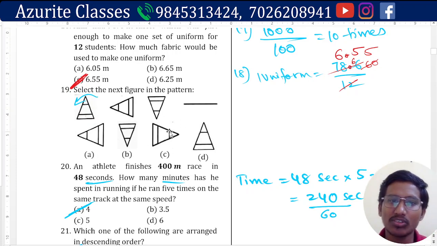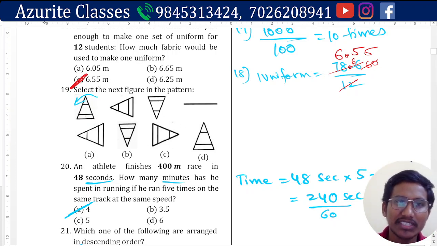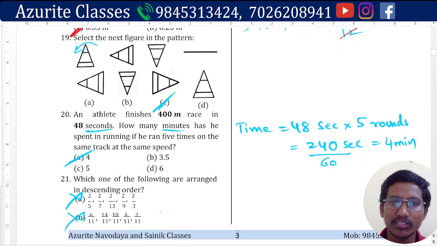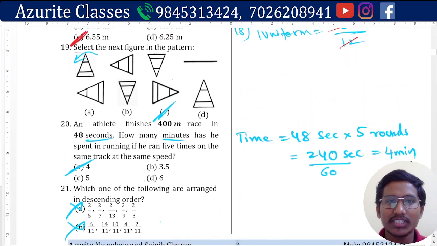So that is right side means option C will come. Okay, so this is easy. Next here, that is question 20. So what is the 20th question?